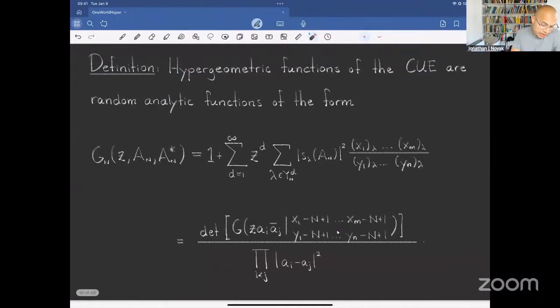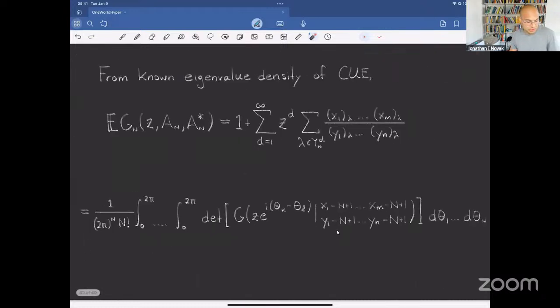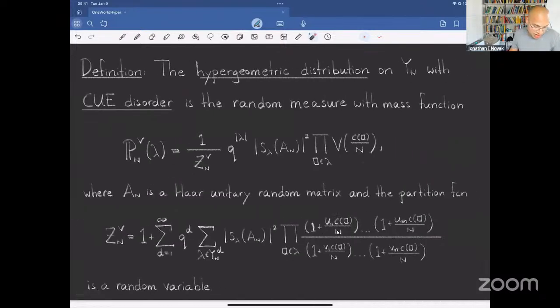And so you can do this also by adding back in the potentials. Hypergeometric functions of the CUE are random analytic functions where you just take your A's and B's to be a uniformly random matrix and its conjugate. And this is a very interesting new class of observables of the circular unitary ensemble in random matrix theory, which is, let me just show you what happens.